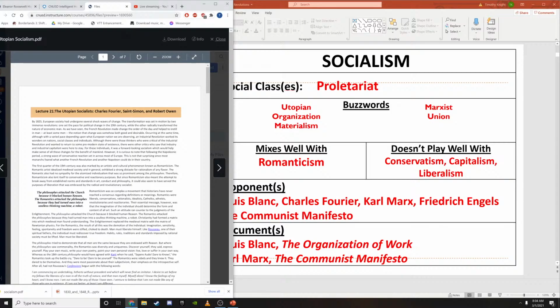The philosophers attacked the church because it blocked human reason. The Romantics attacked the philosophers because they had turned man into a soulless thinking machine, a robot. Christianity had formed a matrix into which medieval man found understanding. The Enlightenment replaced the medieval matrix with the matrix of Newtonian physics. For the Romantics, the result of all of this was the demotion of the individual. Imagination, sensitivity, feeling, spontaneity, and freedom were stifled, choked to death.